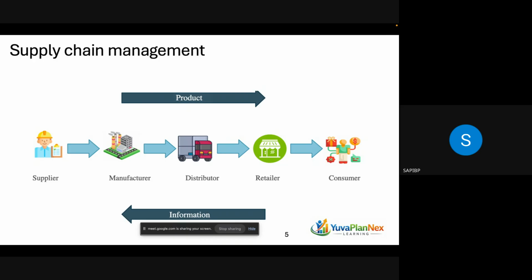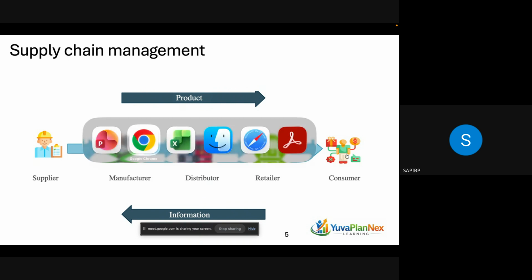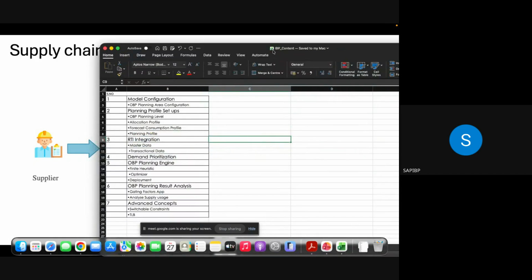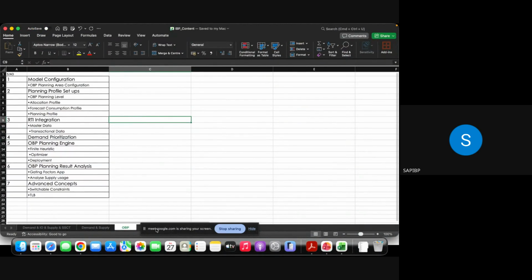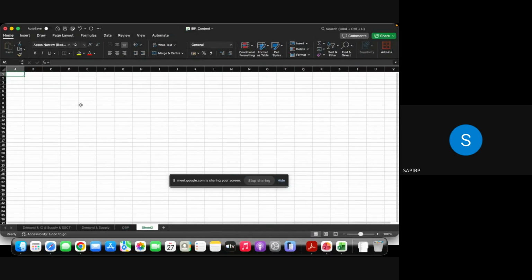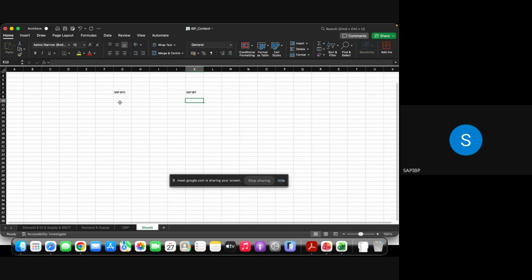Now with respect to the supply chain, if I look into those two products, SAP APO and SAP IBP, these are the two tools from SAP to handle the end-to-end supply chain. So APO is an on-premise solution.